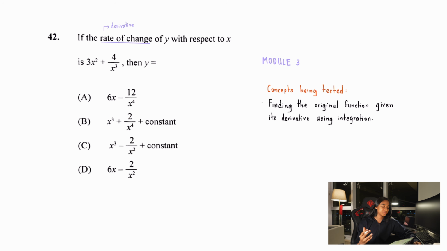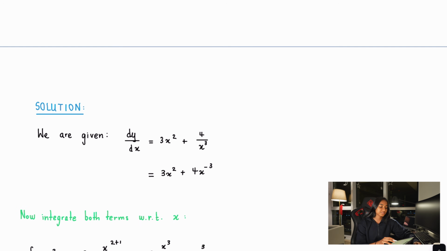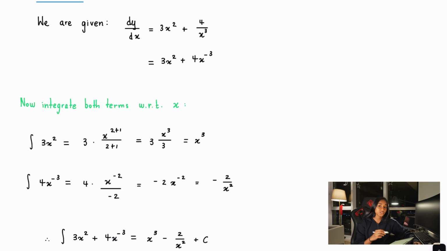Question 42. If the rate of change of y with respect to x is 3x squared plus 4 over x cubed, then y is equal to what? So we are given dy/dx, the rate of change, that is the derivative. What we are doing is finding the original function given the derivative using integration. So what we are going to do is integrate.